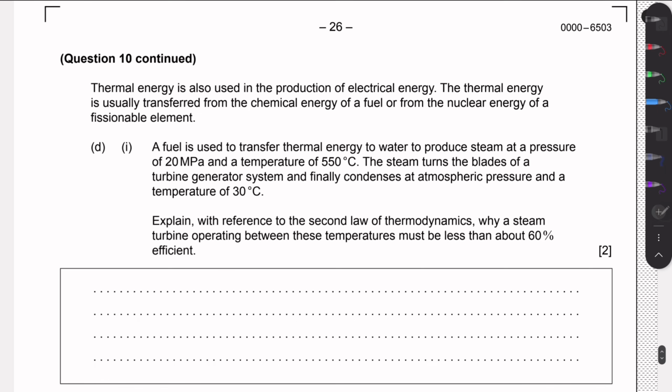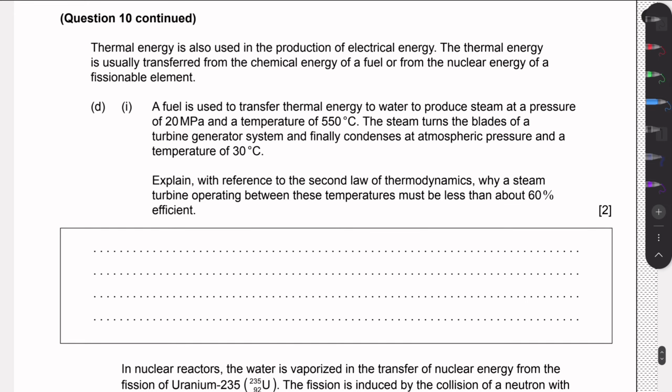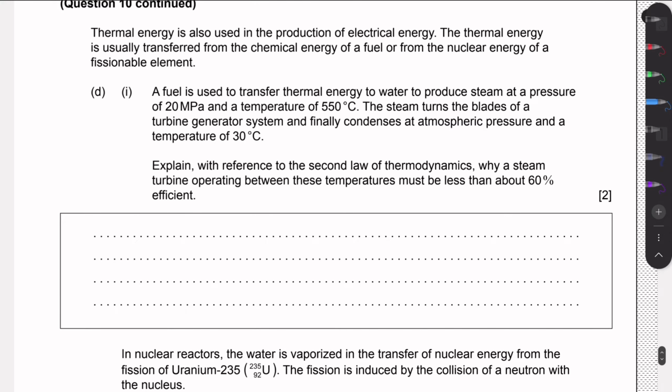And then we move again to another part of the syllabus. Now there's going to be a little bit about thermal energies and fission reactions. So here we have thermal energy being converted to electrical energy, and we have a fuel used to transfer this thermal energy at this pressure at a temperature of 550 degrees, and it condenses to a temperature of 30 degrees. And we need to explain, with reference to the second law of thermodynamics, why a steam turbine operating between these temperatures must be less than about 60% efficient.